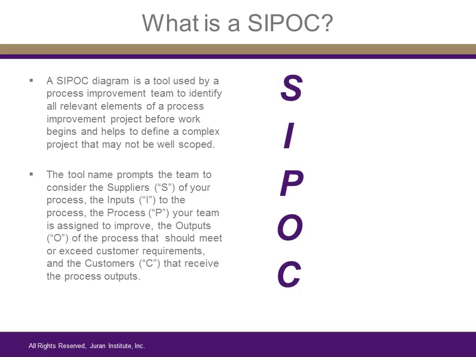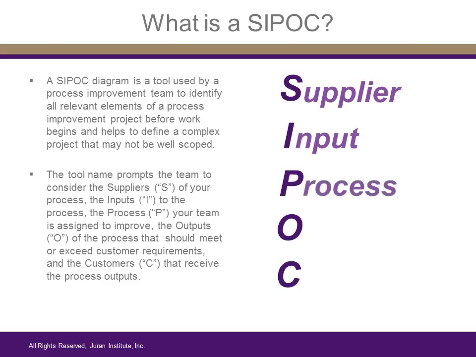The tool name prompts the team to consider the suppliers, S, of your process, the inputs, I, to the process, the process, P, your team is assigned to improve, the outputs, O, of the process that should meet or exceed customer requirements, and the customers, C, that are to receive the process outputs.